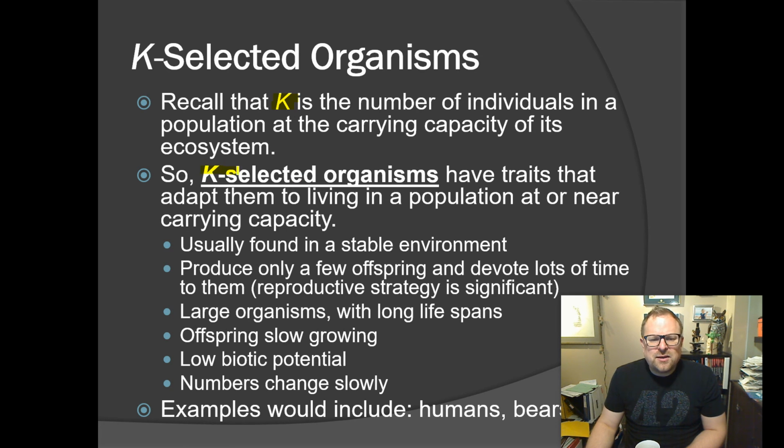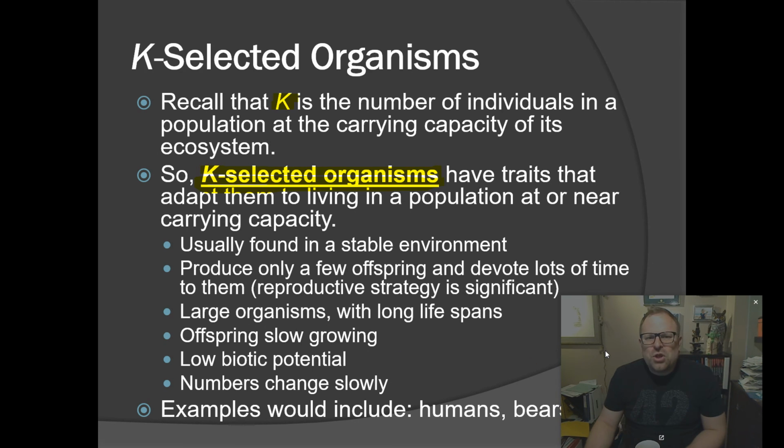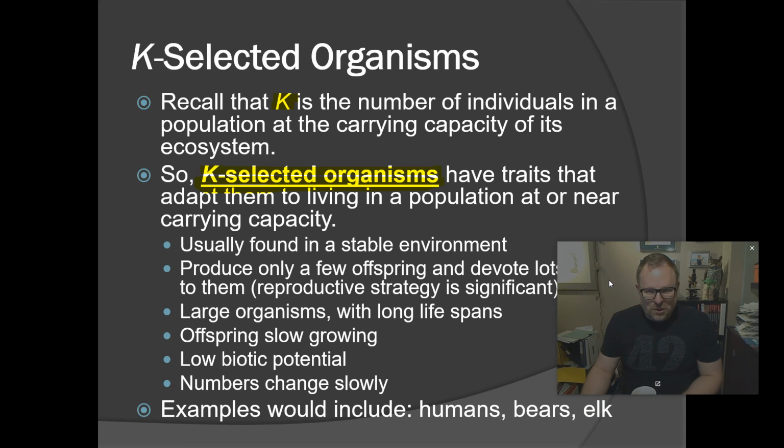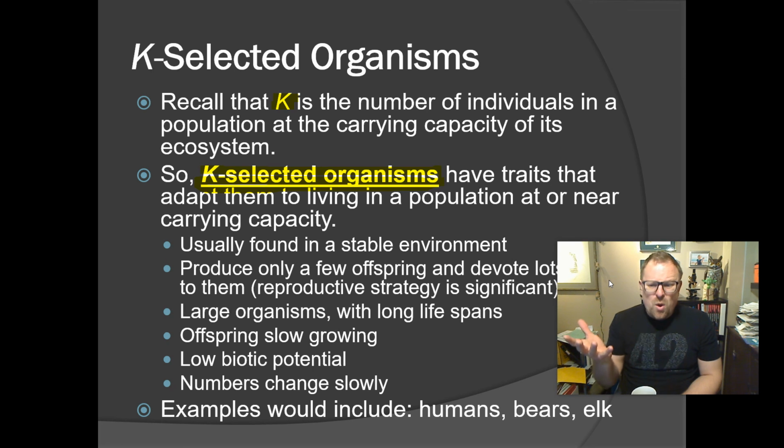So a K-selected organism is an organism that has a trait that allows it to adapt to living in a population at or near carrying capacity. And so we usually find these organisms in a stable environment. They produce only few offspring and devote lots of time to them. They're large organisms, often with long lifespans. The offspring are slow growing. They have low biotic potential, and their numbers change slowly. So humans are a good example of that. Bears, elk, other large organisms would factor into that. Why am I telling you about this?